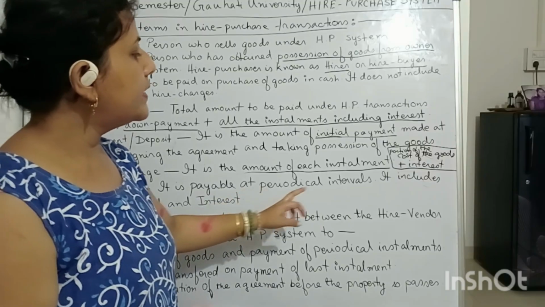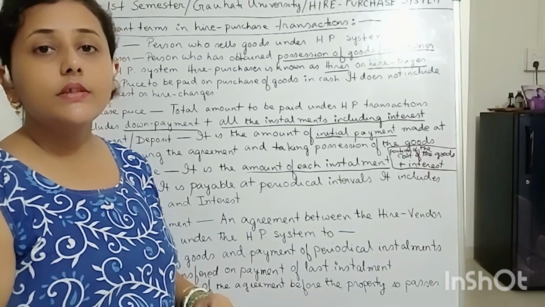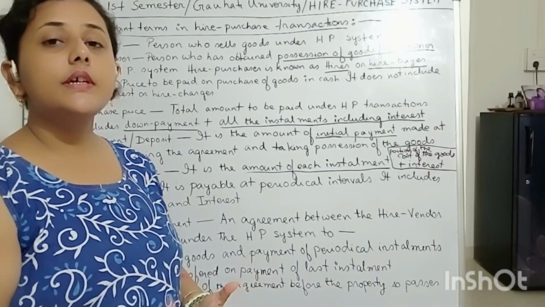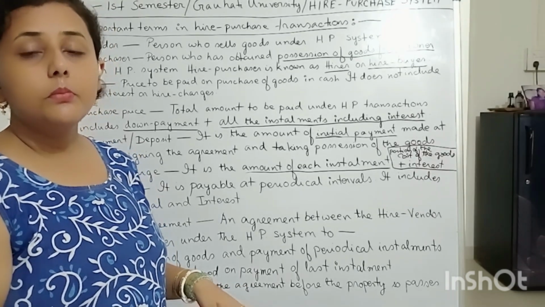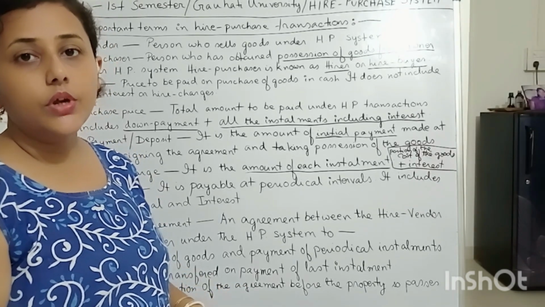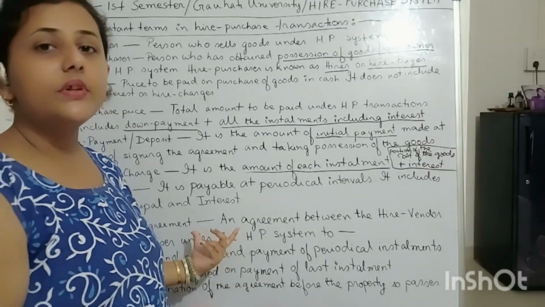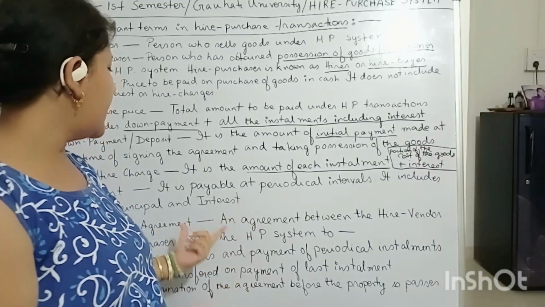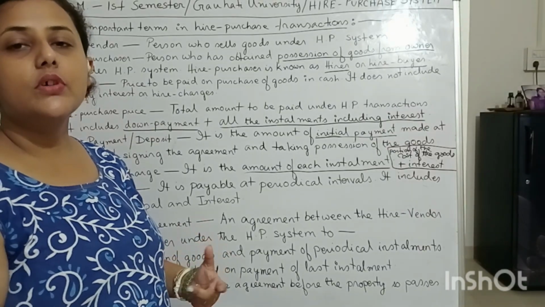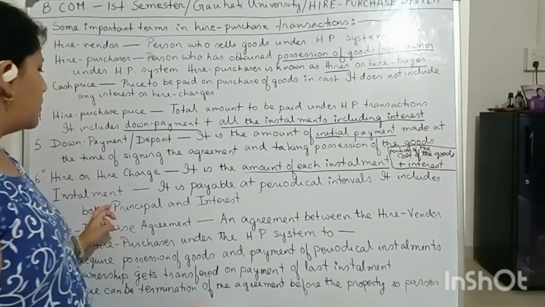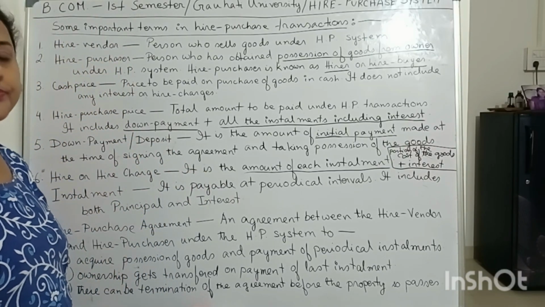It is payable at periodical intervals. It includes both principal and interest. So what is an installment? It is paid at periodical intervals. It may be yearly, half yearly, quarterly, or monthly. And it includes what? Principal and interest. Principal means a portion of the cost price of the goods, and interest. Each installment will include a portion of the cost price of the goods and interest. So it is payable at periodical intervals. So that is an installment.